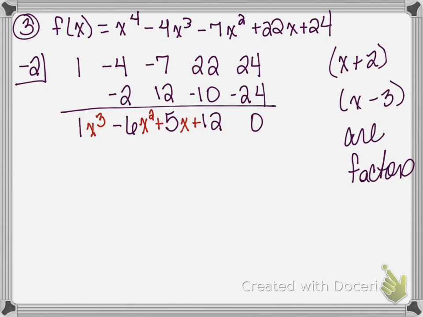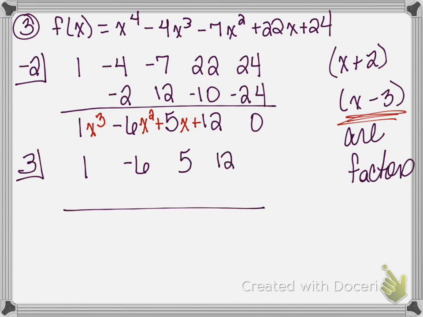Okay? But I can't factor that. I can't factor that, but I am told what another factor is. So I can do synthetic division again. So I have my 3, because I get that from my x minus 3, because I was told that. So I bring down my 1, my negative 6, my 5, and my 12. 3 times 1 is 3. Negative 6 plus 3 is negative 3. 3 times negative 3 is negative 9. 5 and negative 9 is negative 4. 3 times negative 4 is negative 12.